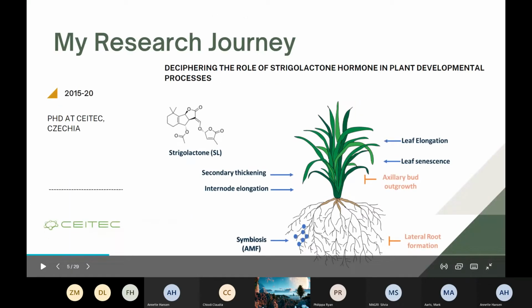After that, I switched back to the model plant Arabidopsis. I was working on strigolactones when I started my PhD.